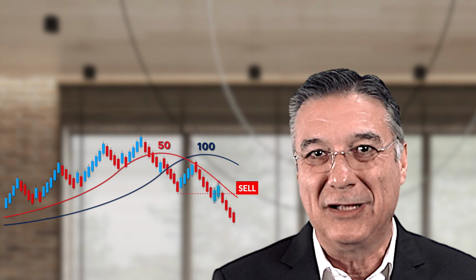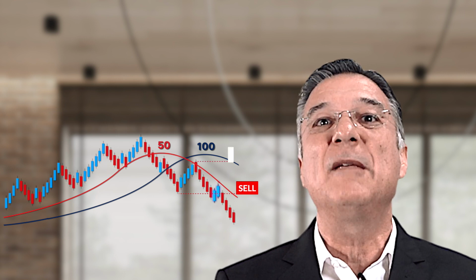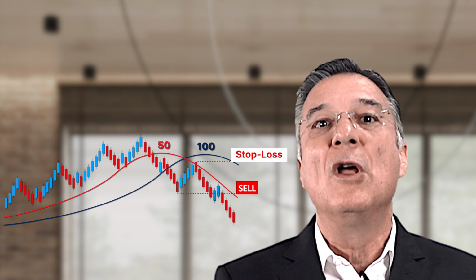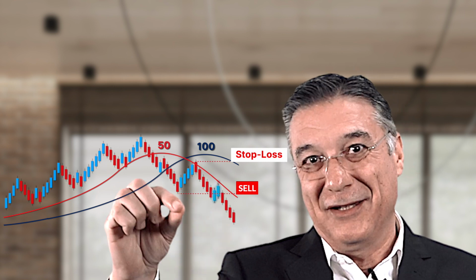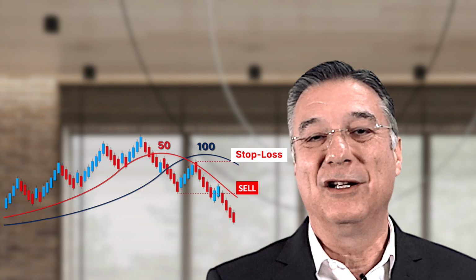Very important, the stop loss, the protective stop loss, is placed at the top, the last top, the most recent top. Take profit levels, two choices: 1 to 2 or 1 to 3 risk reward ratio, or a candlestick close above the 50 period moving average.